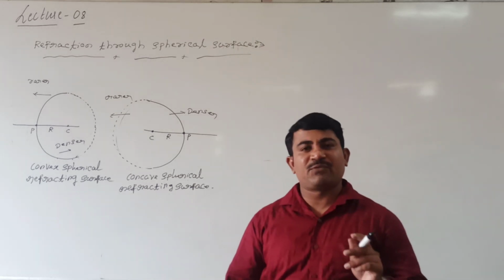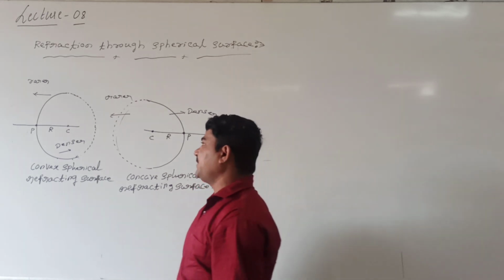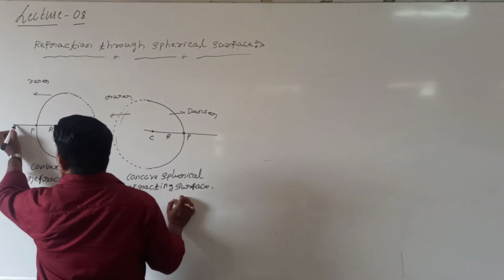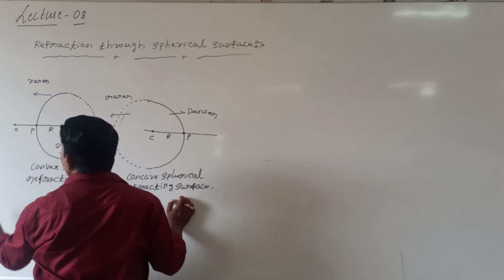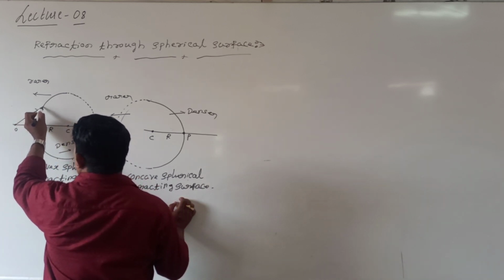And we should define again object distance and image distance. How is it? Let us consider the object situated on the principal axis. Let us represent it by O. The ray of light is incident and gets refracted.